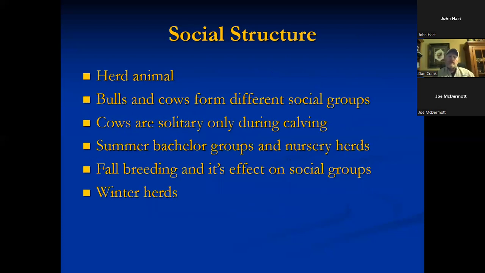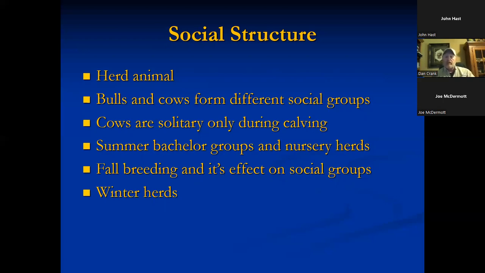All right, we'll move into social structure. Elk are very much a herd animal. They love to be around other elk. The only time that they're solitary would be those cows this time of year when they're out having a calf. They want to be alone by themselves to do that. And as soon as that calf is big enough to be mobile and move around, they'll group right back up again. So there are different times of year when you see different types of social groups.